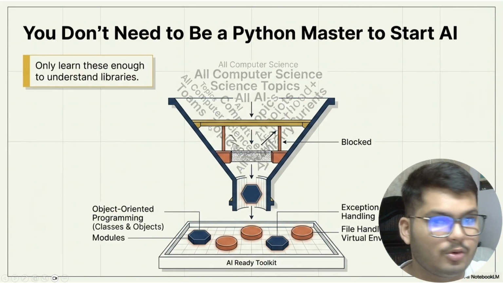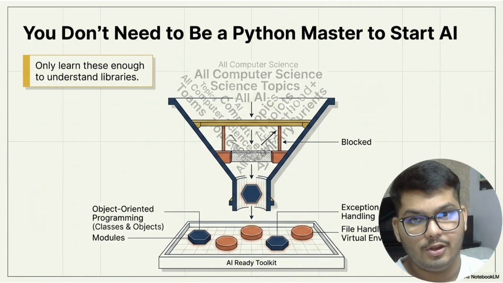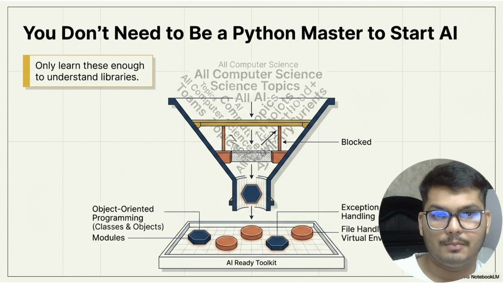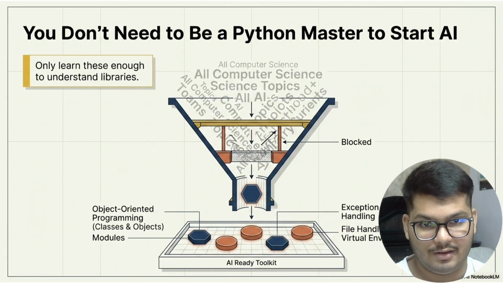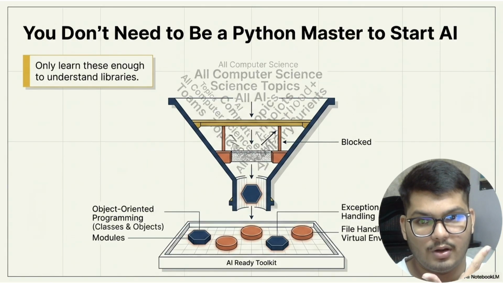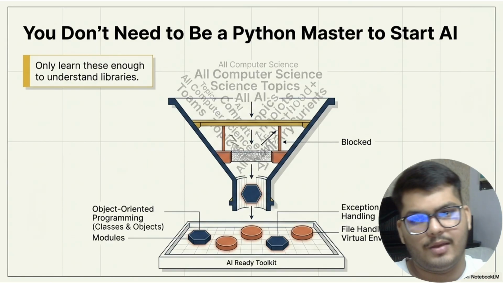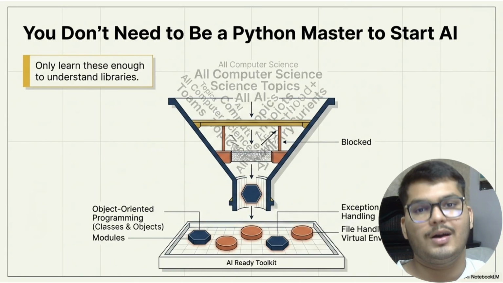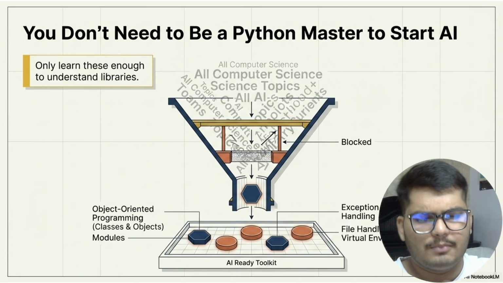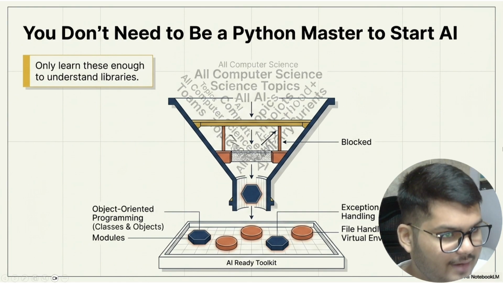Now moving towards the next, so you don't need to be the Python master to start AI. You just need to learn Python basics to start the AI. And basically you only need to learn enough to understand the libraries, means object oriented programs, and this is the AI toolkit. I have told you file handling, exception handling, modules, classes, objects, this you will just learn step by step. To start the AI, you don't need to master AI, you just need to learn some libraries' names, what these libraries do, how to use those libraries, and that's not all. So that's the main point.